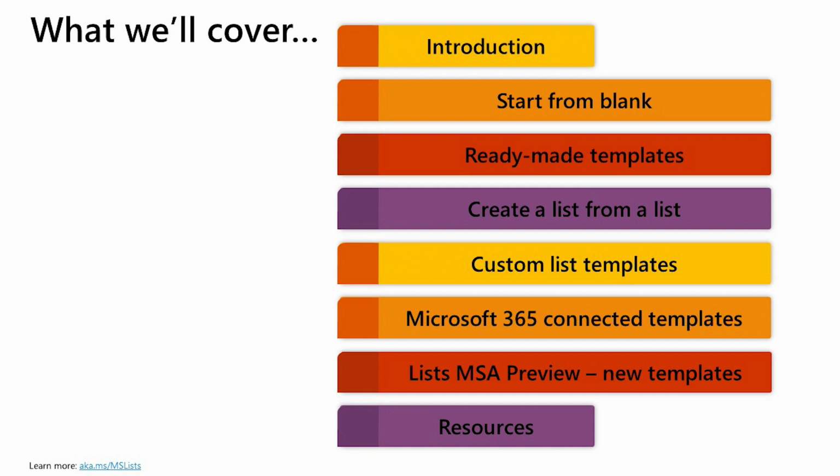Then we're going to talk a little bit about something that's a little bit on the horizon. We've put on the roadmap what we call Microsoft 365 connected templates. I want to walk through what those are and what you can expect to have available to you soon down on the roadmap. And then I also want to look at what we have currently as some new templates in the Microsoft Lists MSA Preview, what we have for consumers and small business that's now in preview. And I want to show you what some of the new templates look like and how the team is building them.